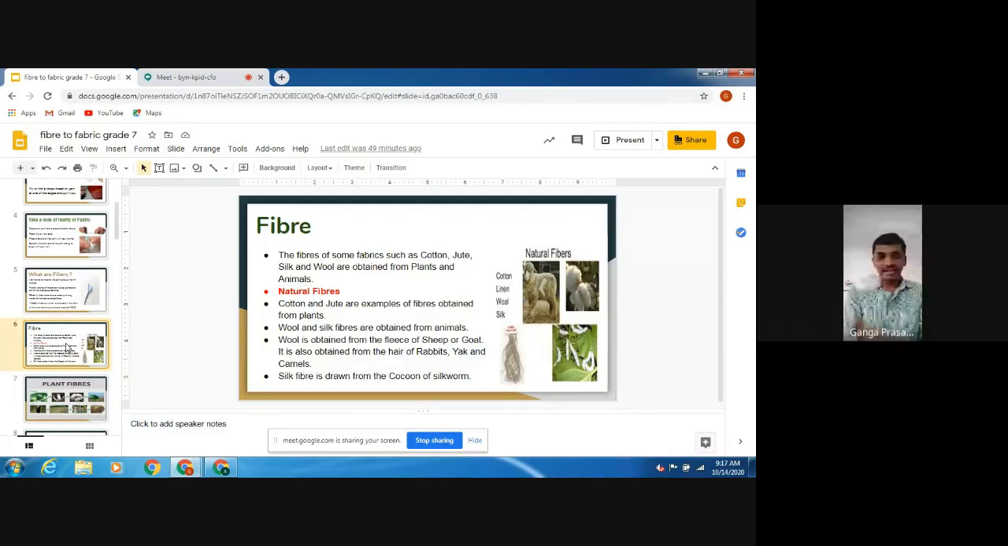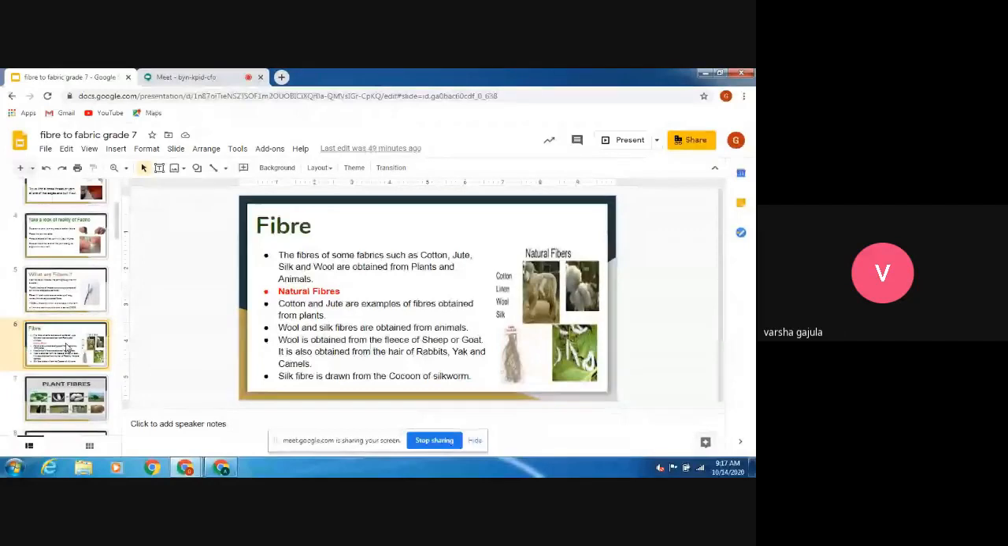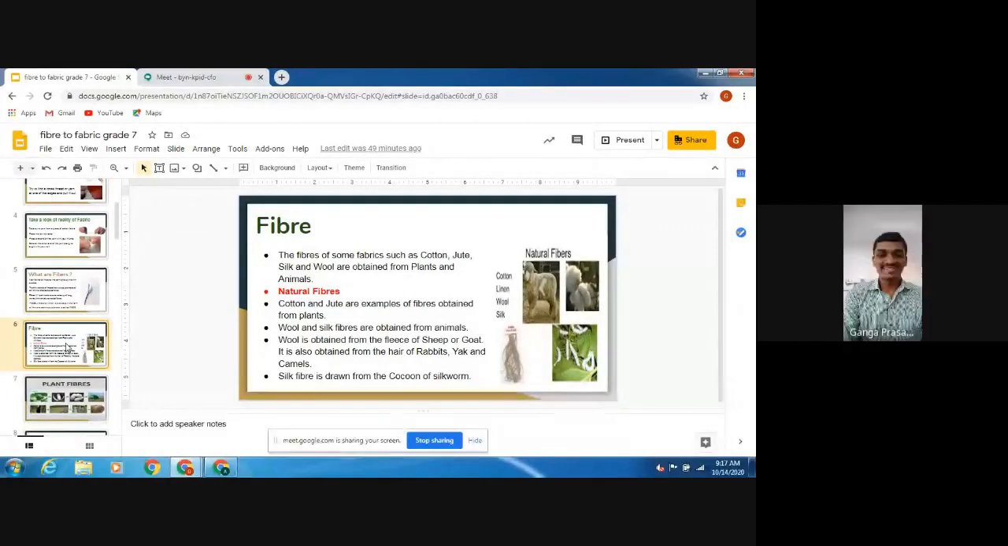So from where do we get this cotton? From plants. The cotton plant. Yeah, very good. So we get cotton and jute from plants.